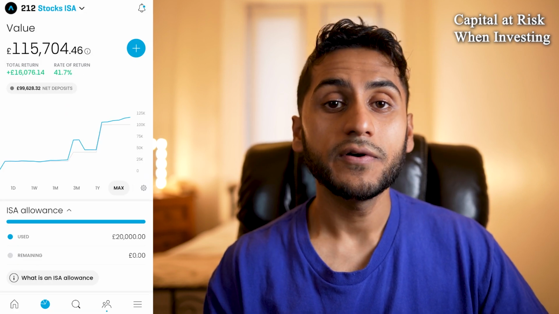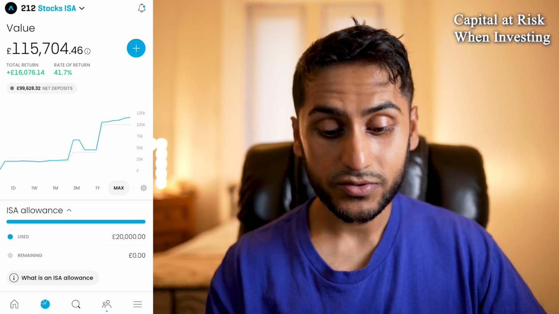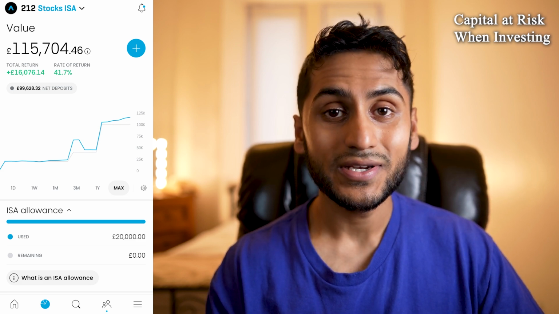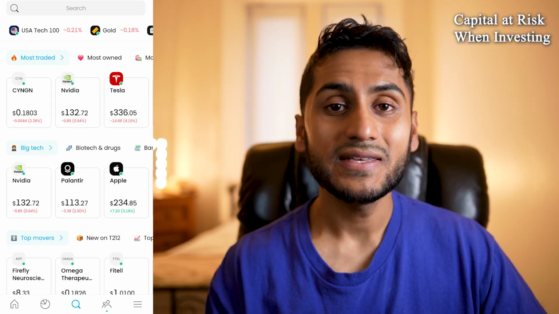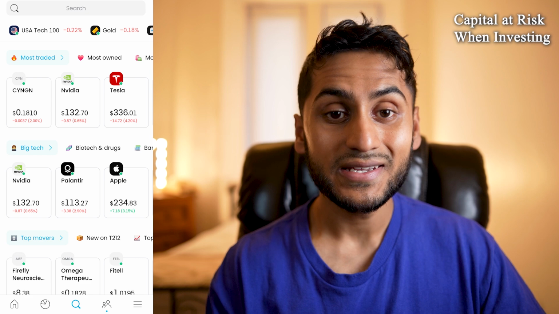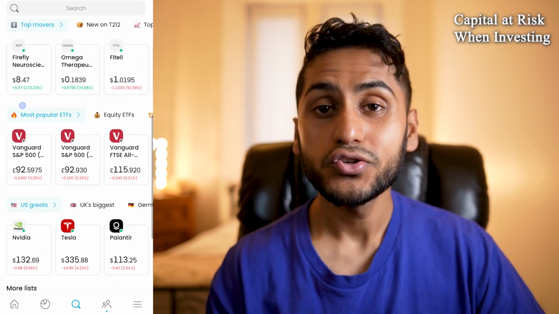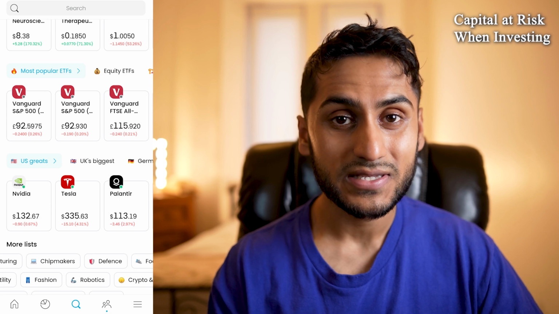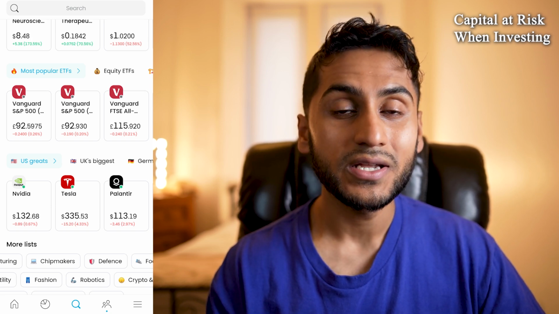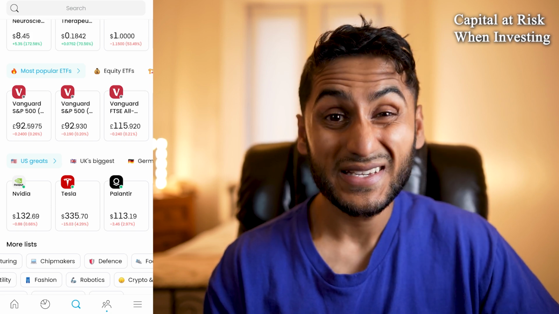Now, of course, before investing in anything with Trading 212, the first thing you're going to want to do is to click this magnifying glass down here. Once you are in this menu, you can see there are a lot of things immediately apparent. You have this tab here, the most traded, big tech, top movers, and then you have ETFs. REITs are not exactly like ETFs, but they can function quite similarly because there could be more than one underlying company that this fund basically invests into.